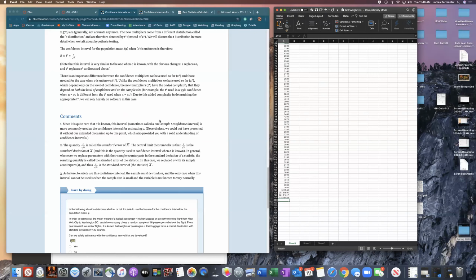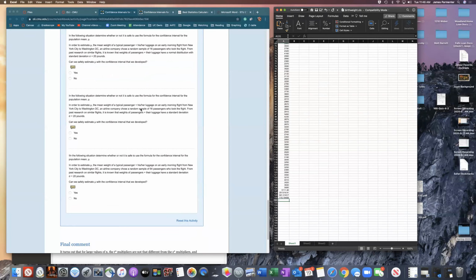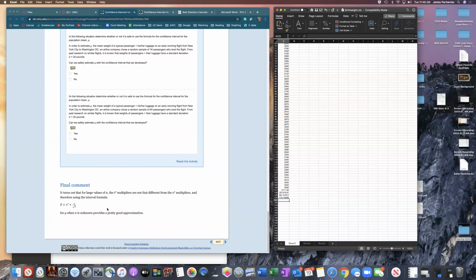So what I want to point out is that while you do have to use the t-score when you don't know the population standard deviation, if your sample size is large enough, your t-score ends up being essentially your z-score anyway. And I thought that was on this page. Oh, there it is, final comment. It turns out that for large values of n, the t-star multipliers are not that different from the z-star multipliers. And therefore, using the usual formula for when mu and sigma are unknown, x bar plus or minus, provides a pretty good approximation when n is large enough. How large? Bigger than or equal to 30.